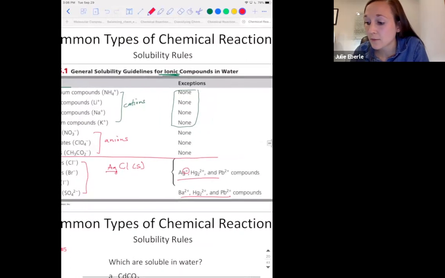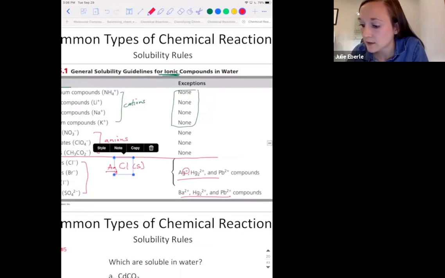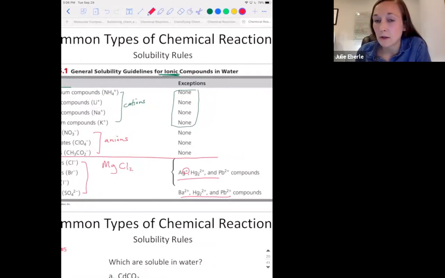If you have another compound, let's say we have chloride as the anion, but magnesium is the cation, and therefore we need 2 chlorides. Magnesium is not an exception here, so this would be aqueous. This would be soluble, because magnesium is not listed over here with the exceptions.